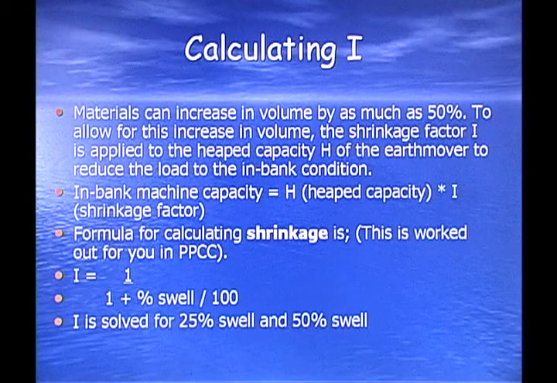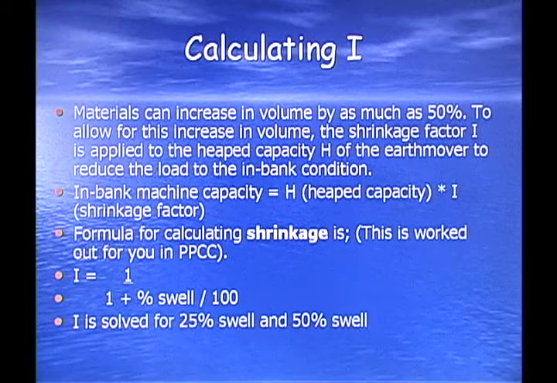Calculating for I: materials can increase in volume by as much as 50%. To allow for this increase in volume, the shrinkage factor, I, is applied to the heaped capacity, H, of the earth mover to reduce the load to the end bank condition. So end bank machine capacity equals H, or heaped capacity, times I, or the shrinkage factor.